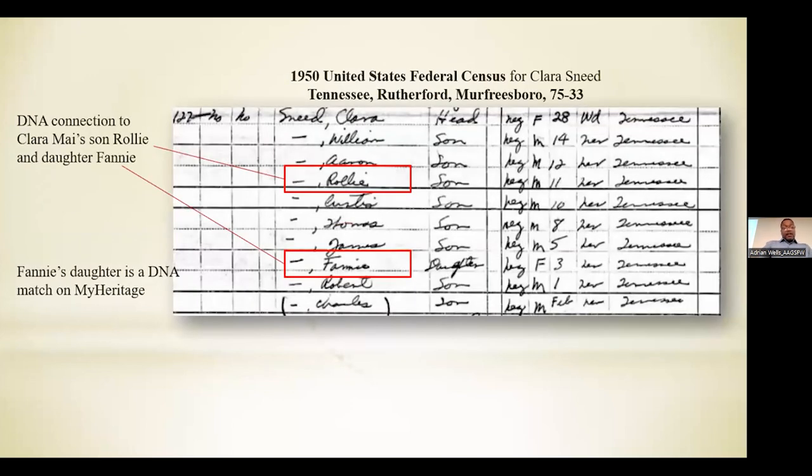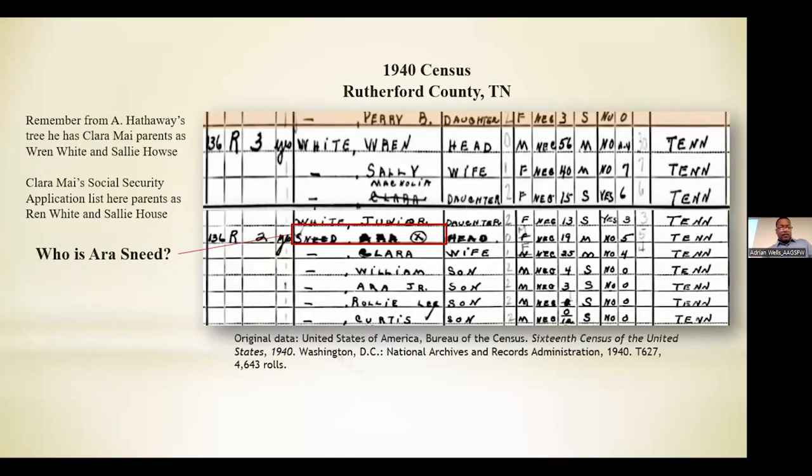And then actually, I need to go back, because another thing a lot of people don't do is they don't search for the people that are around their relatives in the census. So here you see that you have the household of Clara May, but the next household above that is for Wren White and Sally with a daughter Magnolia. And we know that Wren and Sally are Clara May's parents.